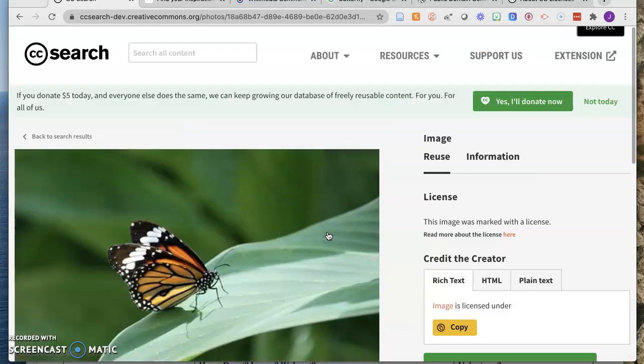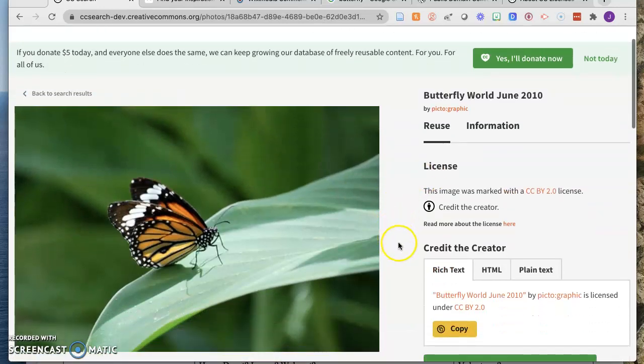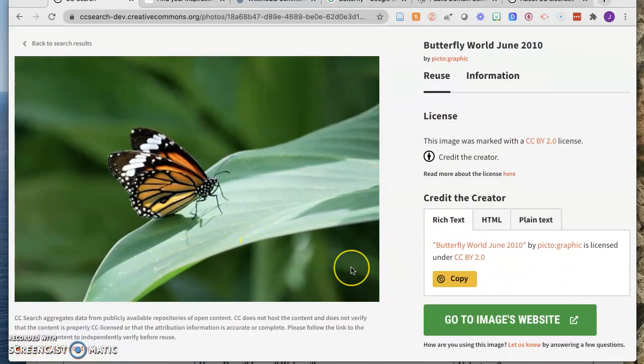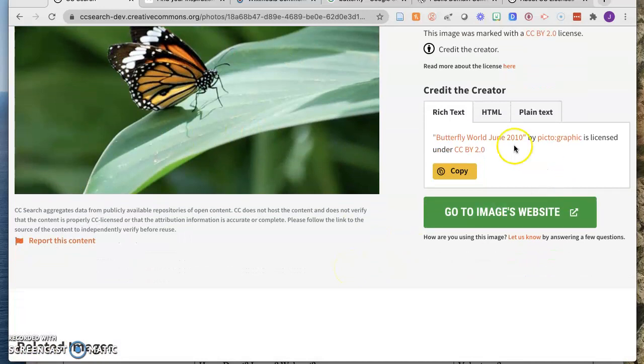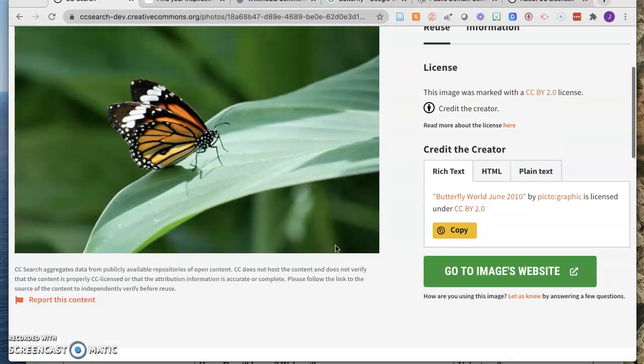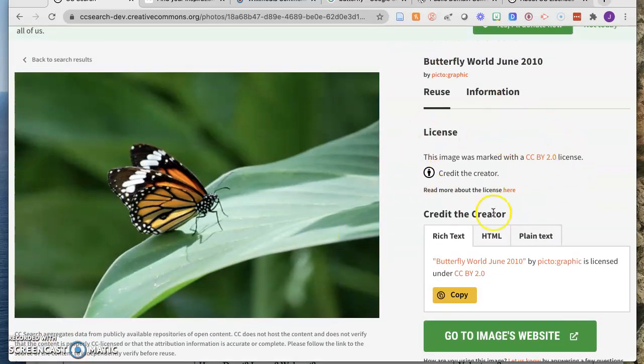So if I come over to the image, I can see here's the image itself. There's a lot of other information that's here. Text I can copy. There's related images. But over here, I will see here's the license information. So this is connected to this particular Creative Commons license. And it says that I have to give credit to the creator. In other words, give attribution to the person who created it.